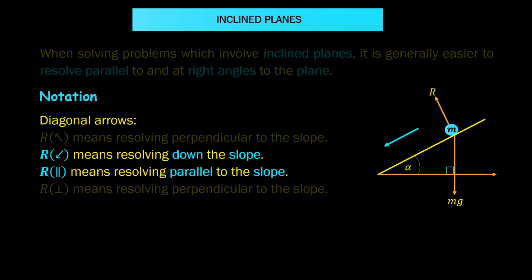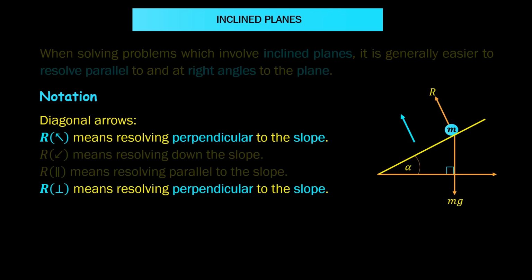R with a downward arrow, as shown, means resolving down the slope, and R with two vertical lines means resolving parallel to the slope. R in the upward direction means resolving up the slope. Similarly, R with an arrow in the other direction means resolving perpendicular to the slope, and R perpendicular means resolving perpendicular to the slope.